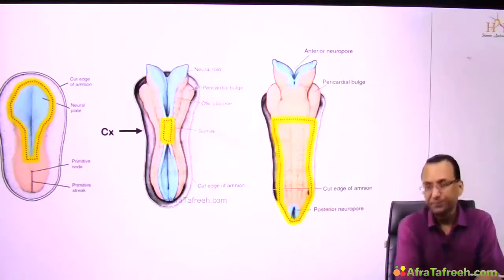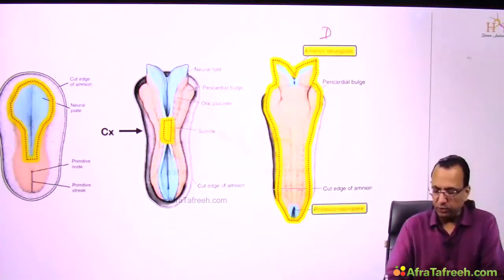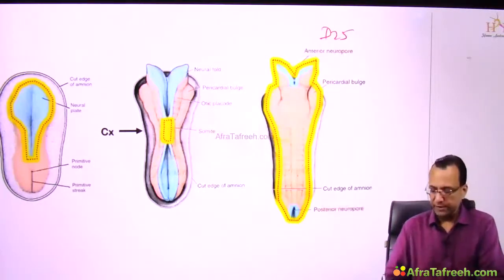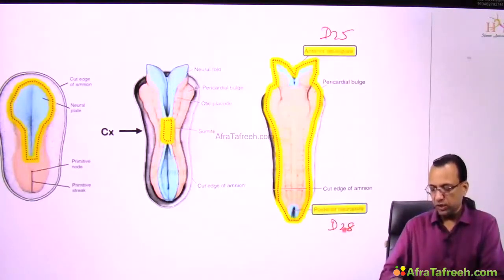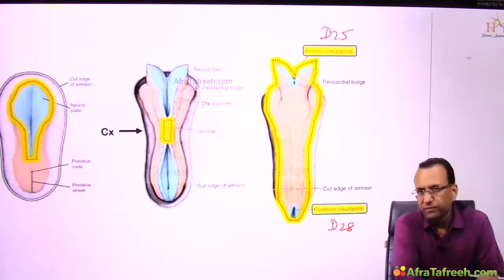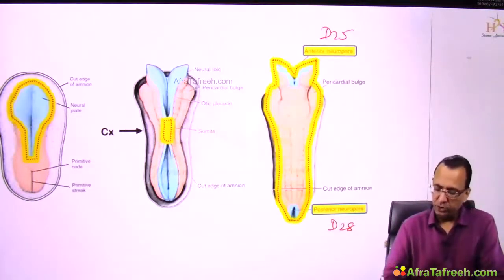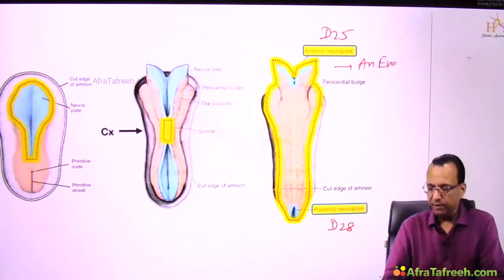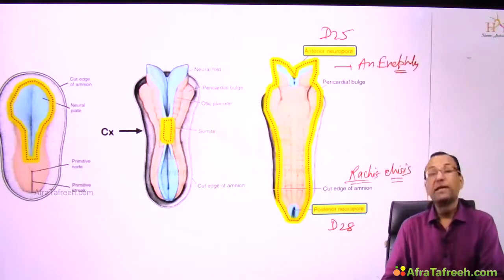They must close. The anterior neuropore closes by day number 25 and the posterior by day number 28, and if they don't close, there will be open neural tube defects. There might be anencephaly developing, or there might be rachis developing. Now we want to talk about rachis, and anencephaly also.